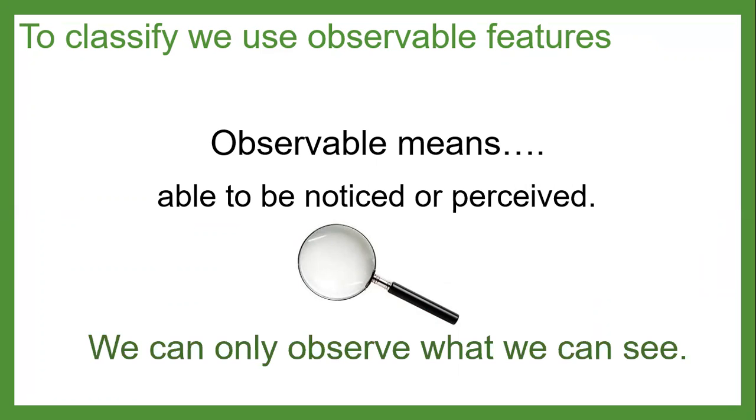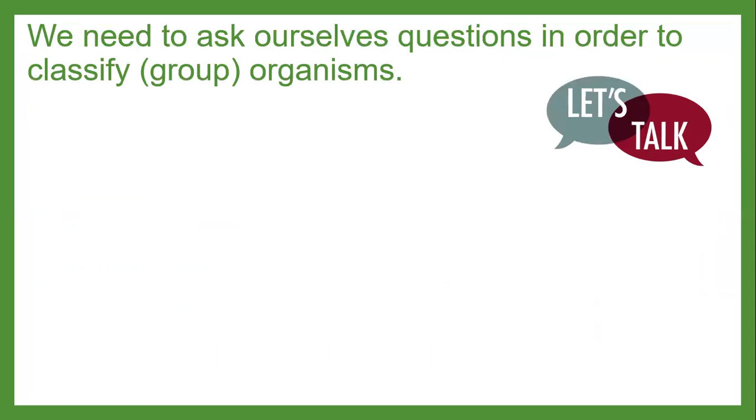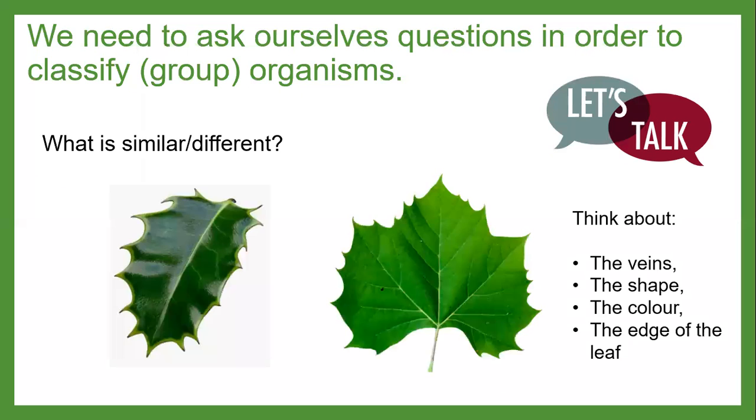We can only observe what we can see. We can't predict and we can't guess. It is purely what you see. We need to ask ourselves questions in order to classify groups of organisms. Okay, what's similar and what's different? So when you're creating groups to organize your organisms, look carefully at the features. Things you might want to think about are the veins, the shape, the color, and the edge of the leaf. So you can look at what's similar and what's different.